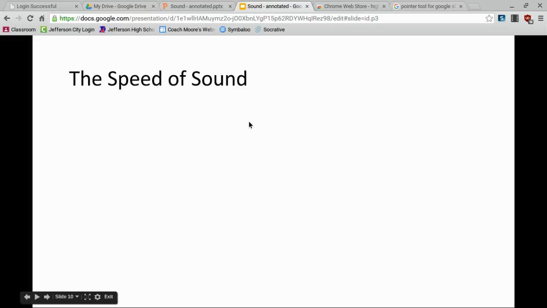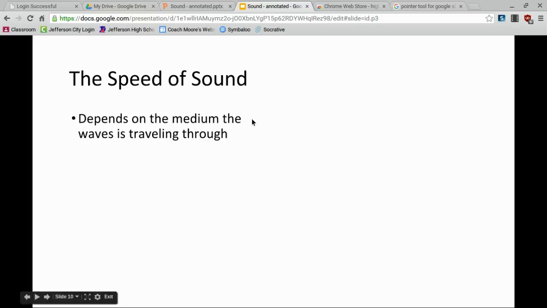All right, the speed of sound. It's very common for students to make the misconception that higher frequency sounds travel faster than lower frequency sounds. Well, guys, it is just a sound. And sound waves can't travel faster than sound waves. That doesn't make any sense.